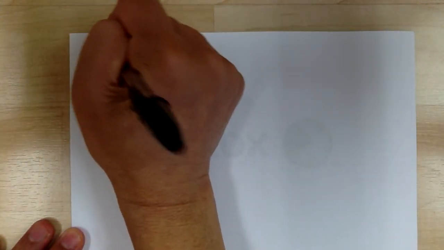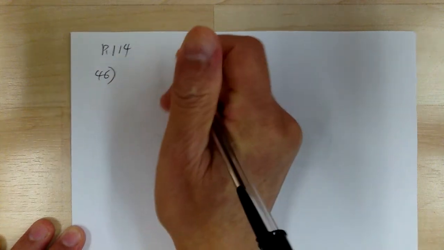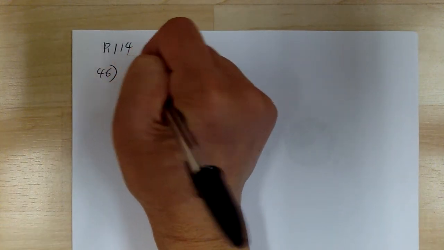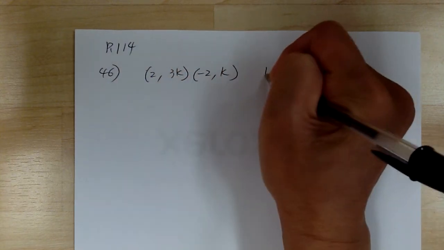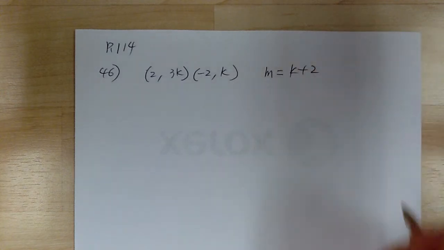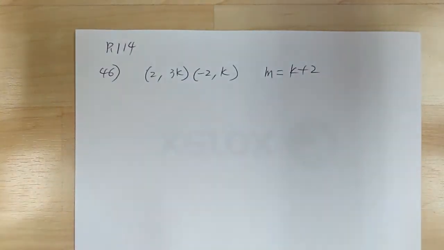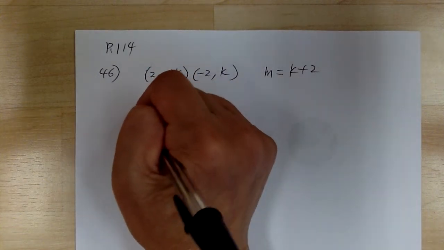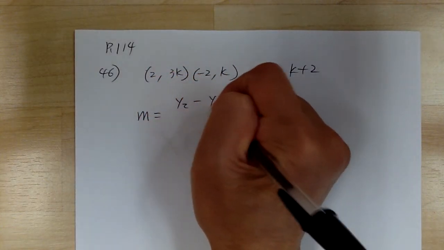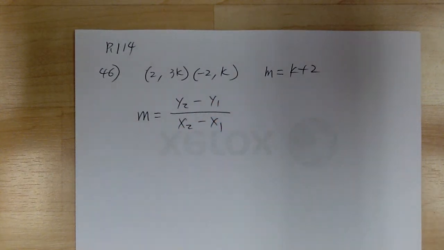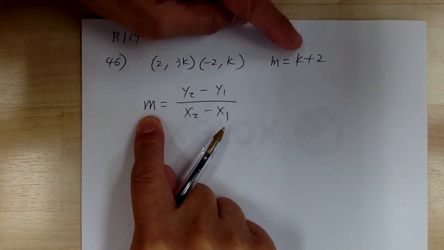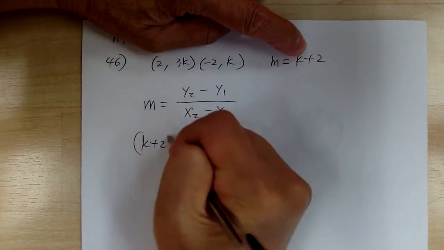Okay? Now, when you get to like number 46, they give you 2 points now. They give you 2, 3k, and they give you negative 2k, and m equal to k plus 2. So again, they give you 2 points. So that means you have to use what formula? You have to use m equal to y2 minus y1 over x2 minus x1, right? So again, now you're going to start to substitute stuff in there. So m is given right over here. So it's your k plus 2.